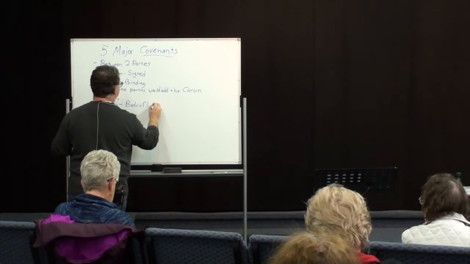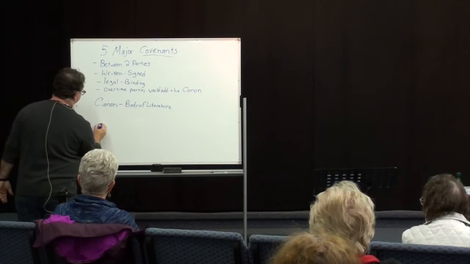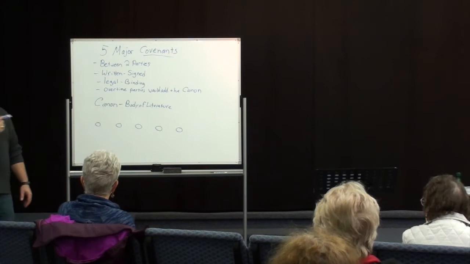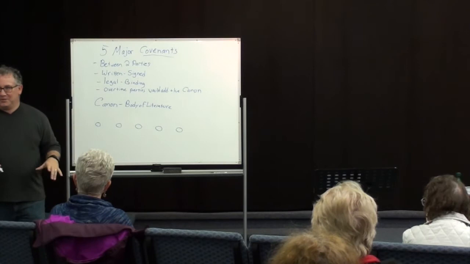So this might start to make sense when you start looking at what are the five major covenants in the Bible. All right. So I'm going to draw a circle. All right. And I'm going to draw five of them here. I think this is actually quite funny, because these pictures you're going to see here actually look like you're staring into the nozzle of a cannon, even though we're talking about canons.